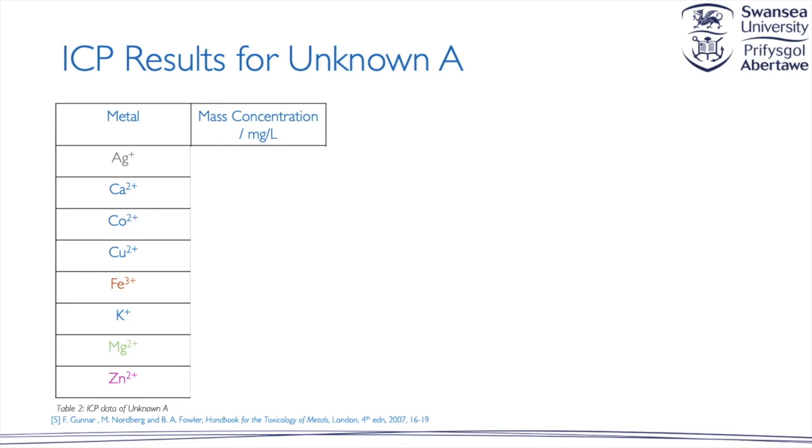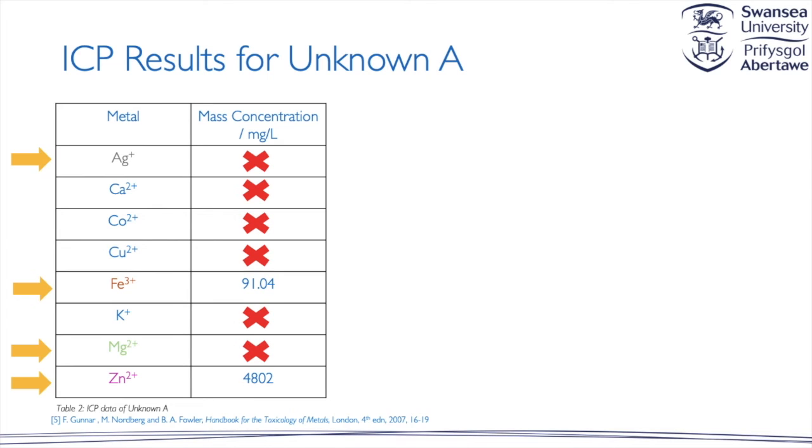From the ICP, we're expecting to see 4 results: the silver ions, the iron ions, the magnesium ions, and the zinc ions. So from the results, we can see we only have 2 ions. We have the iron and the zinc. The silver ions may not have shown up due to the poor calibration from the previous slide, but we should have seen a reading for the magnesium ions.